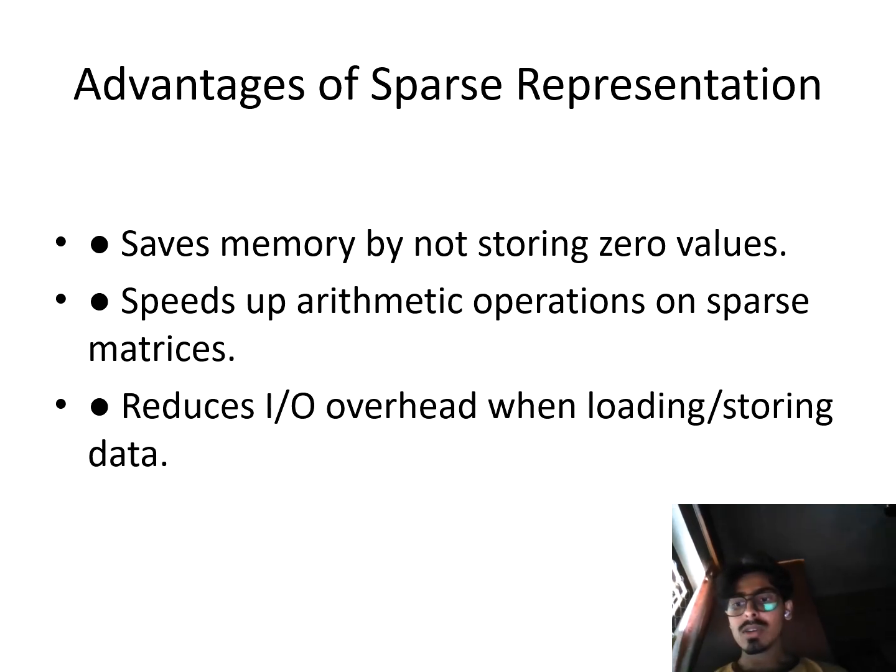The advantages of sparse matrix representation. There are many benefits of using sparse matrix representation. We can save a lot of memory by skipping zero values. Arithmetic operations become much faster since we operate only on non-zero entries, and it reduces input output overhead when storing or loading matrix data.